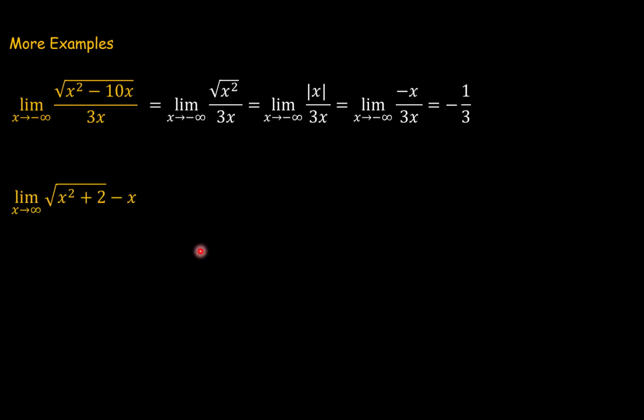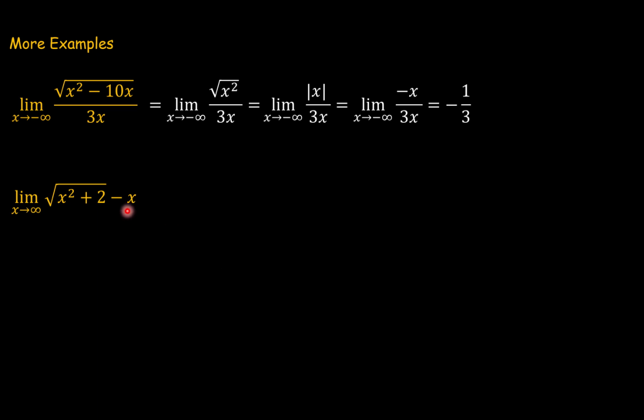Let's look at another example. This is a trickier example. x goes to infinity, square root of x squared plus 2, and then minus x. Okay. Notice the first part goes to infinity as x goes to infinity, and this part also goes to infinity. So you have a kind of infinity minus infinity, and in general, that's undetermined. You don't know what that should be. It could be any number. Could be infinity, could be minus infinity, or a finite number.